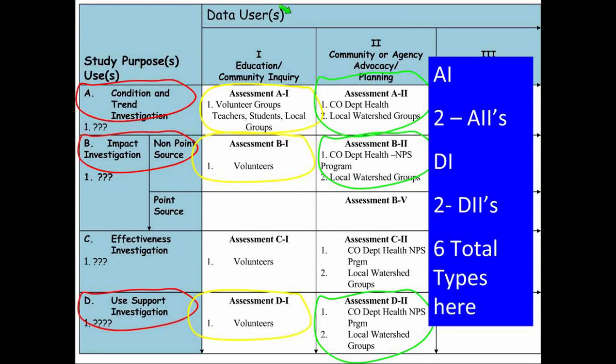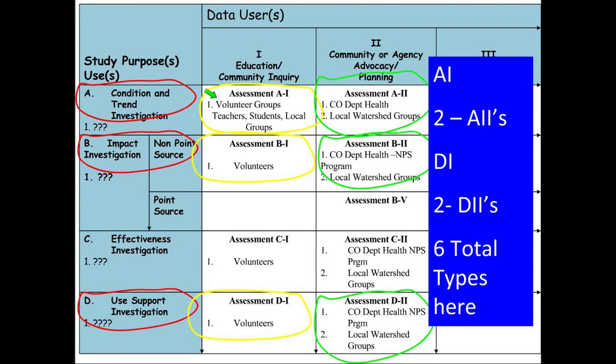Some people usually ask me to do this first, so I'm going to give you an example from my program here that I started about 25 years ago. We have a volunteer monitoring program here in Colorado. It's statewide, and for those volunteers, it's mostly teachers and students.